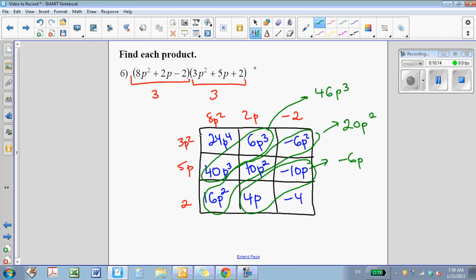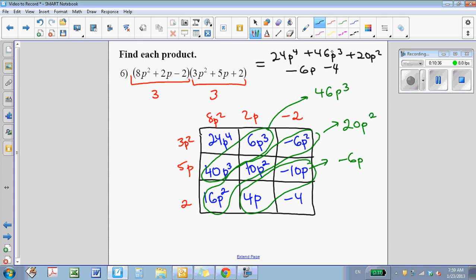And now we can write our answer. So I'm going to start with the highest exponent. So 24p to the fourth plus 46p to the third plus 20p squared minus 6p minus 4. So we can't combine any more terms. They are all not like terms.